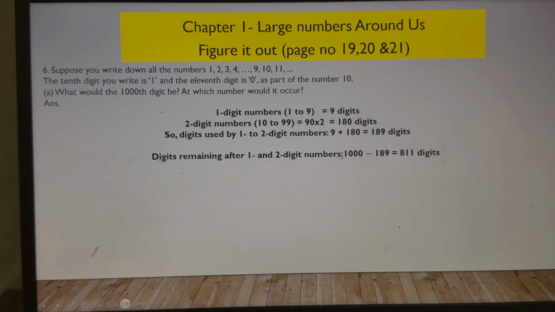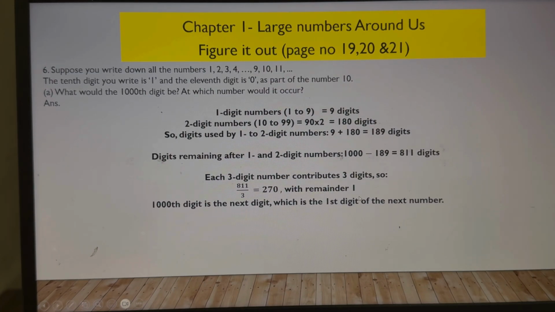Now, because we want to go up to the 1000th digit, from 1000 we subtract this 189. So we get 811 digits remaining. Naturally the 1000th digit will be in a 3-digit number. So we divide 811 by 3, because each 3-digit number contributes 3 digits. What do we get? We get 270 with remainder 1. Now, the 1000th digit is the next digit, which is the first digit of the next number.